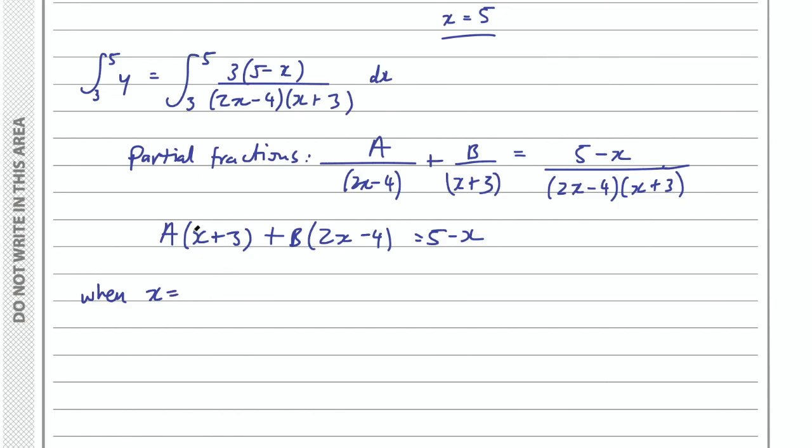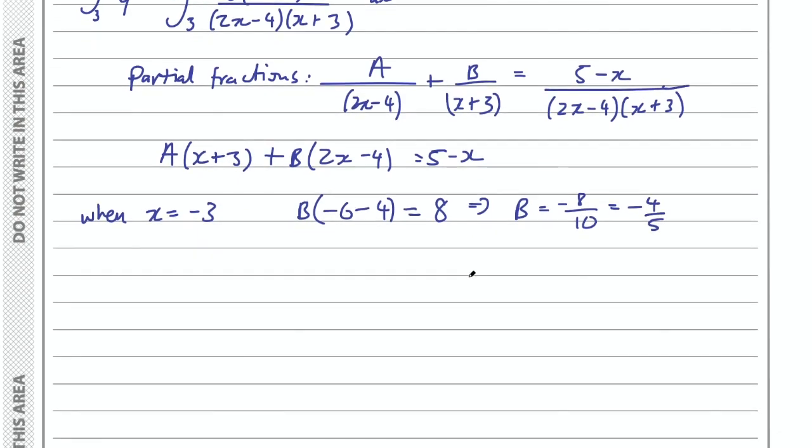So when x equals -3, this would be 0. So plugging in x equal to -3 here, as I said, this part would be 0. Then we'd have B times -6 take 4 equal to 5 plus 3, which would be 8. And then simplifying this would be -10. Divide the other side by -10, B would equal -8 on 10, which simplifies to -4 on 5.